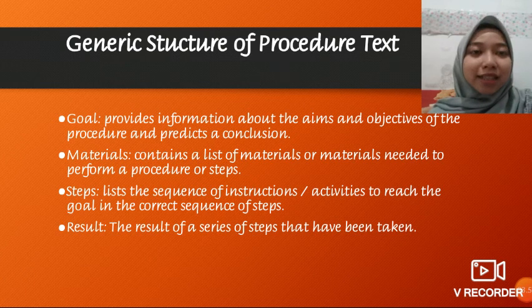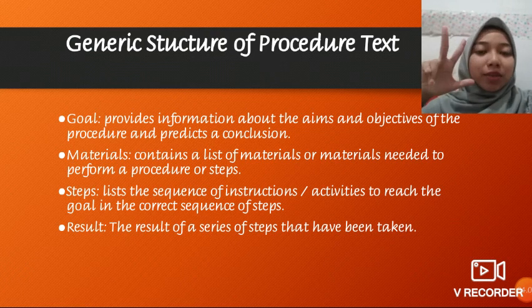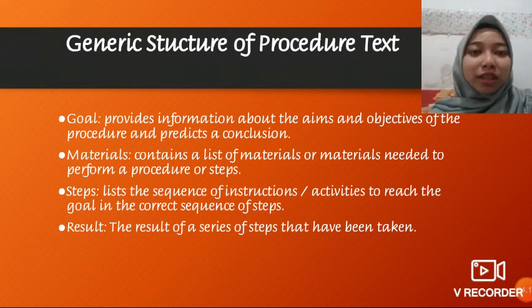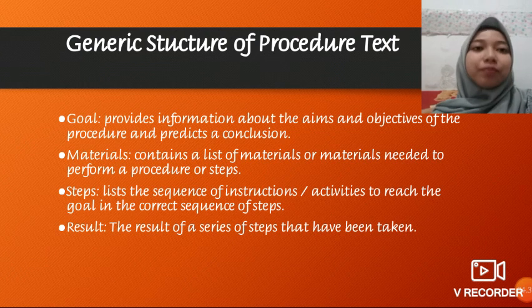Next, the generic structures of procedure text. Goal, materials, steps, and result. Goal provides information about the aims and objectives of the procedure and predicts a conclusion. Number two, materials contain a list of materials needed to perform a procedure or steps. And steps list the sequence of instructions or activities to reach the goal in the correct sequence of steps. And the result of a series of steps that have been taken.